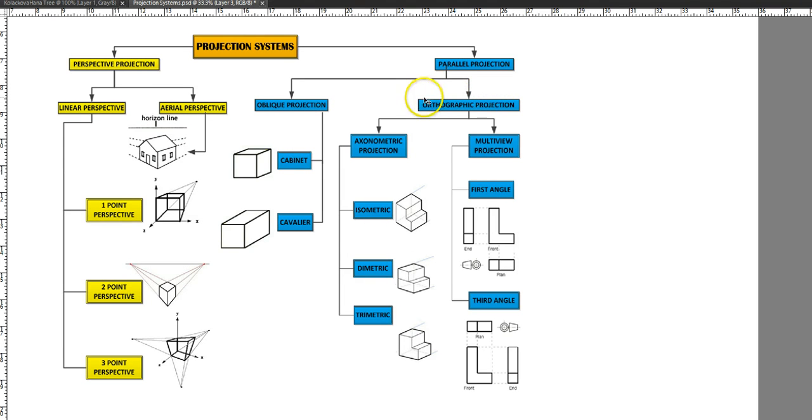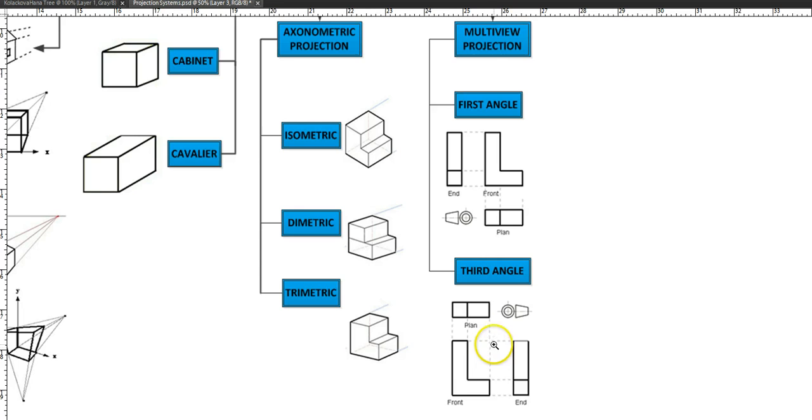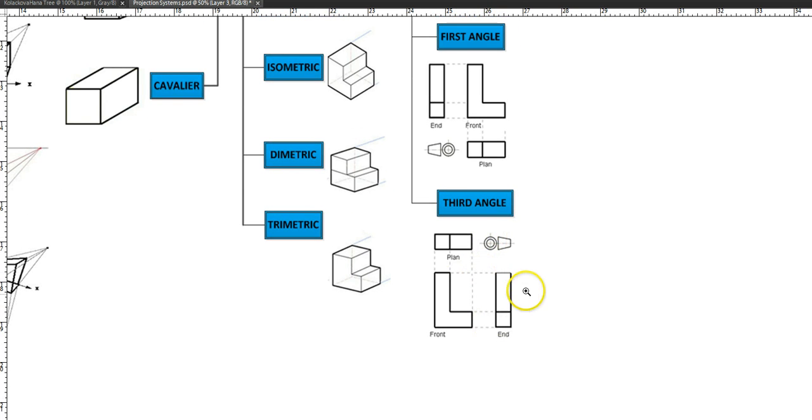So the orthographic projection is further divided. It's also called the multi-view projection because again we have 6 different views. As I said, top view, front view, side view, right side view, left side view, bottom view. So there are 6 different projections, and they're even called multi-view. If you go down further, there are 2 different types of multi-view projection. One is the first angle projection and the other is the third angle projection. Now the main difference between these two is just how you place the drawing on the sheet.